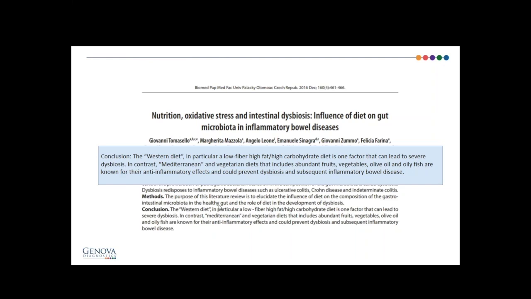So this paper's conclusion is that the Western diet, which is the low fiber, high fat, high carb diet, is a factor that can lead to severe dysbiosis. In contrast, the Mediterranean and vegetarian diets that include abundant fruits, vegetables, olive oil, and oily fish, all anti-inflammatory things, are known for their anti-inflammatory effects and could prevent dysbiosis and subsequent inflammatory bowel disease.